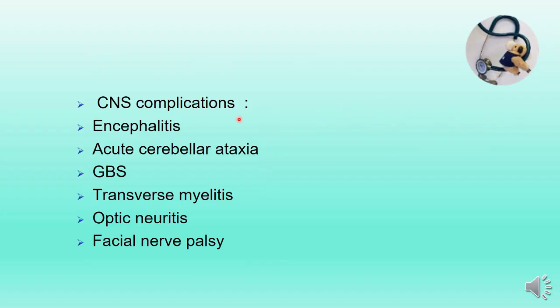The CNS complications are encephalitis, acute cerebellar ataxia, Guillain-Barré syndrome, transverse myelitis, optic neuritis, facial nerve palsy. And acute cerebellar ataxia in case of chickenpox is completely reversible. So within a few days this child will recover completely.